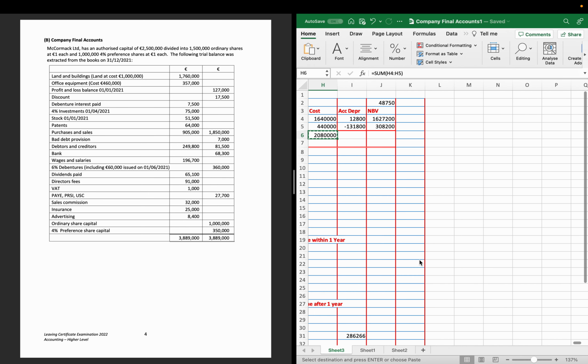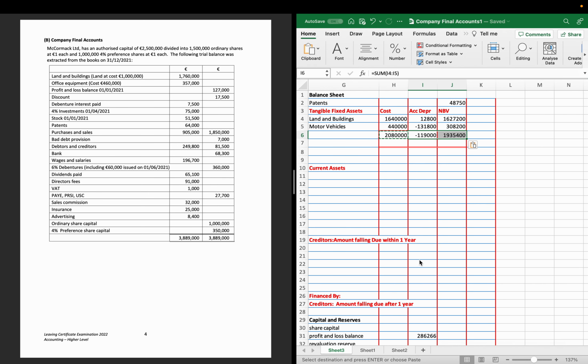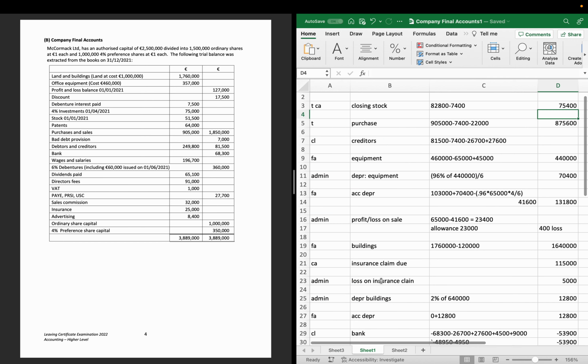Okay. Add in then your investments. The investments are in the question here somewhere. 75,000. And then obviously add your three types of fixed assets together. That's 209,150. Your current assets, well, we know we've closing stock. First working 75.4.